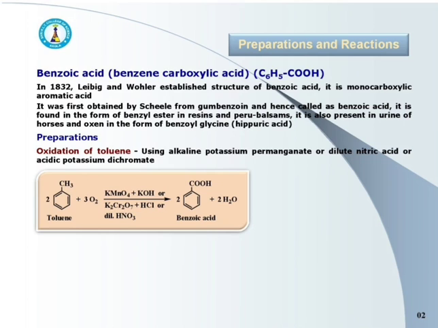First, benzoic acid, also called benzene carboxylic acid. It has the molecular formula C6H5COOH, that is, a COOH group linked to the benzene ring. In 1832, Liebig and Wöhler established the structure of benzoic acid. It is a monocarboxylic aromatic acid.